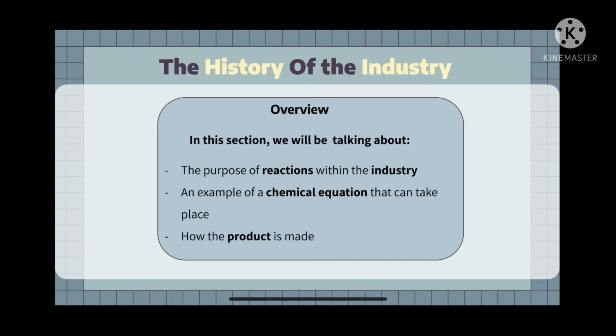The history of the metal mining industry. In this section, we'll be talking about the purpose of reactions within the industry, an example of a chemical equation that can take place, how the product is made, and the industrial process of how gold is leached.